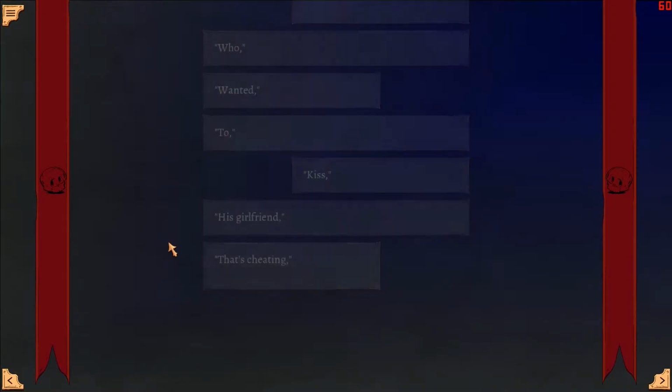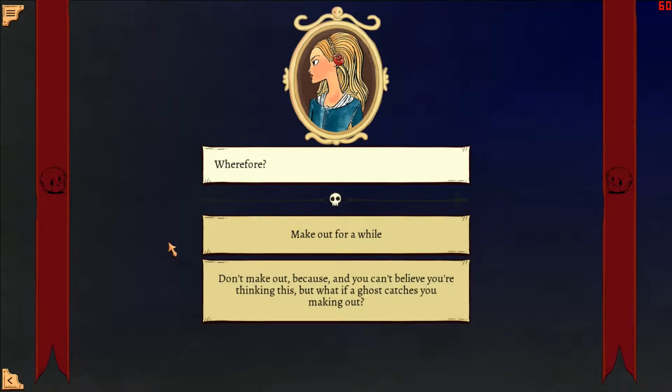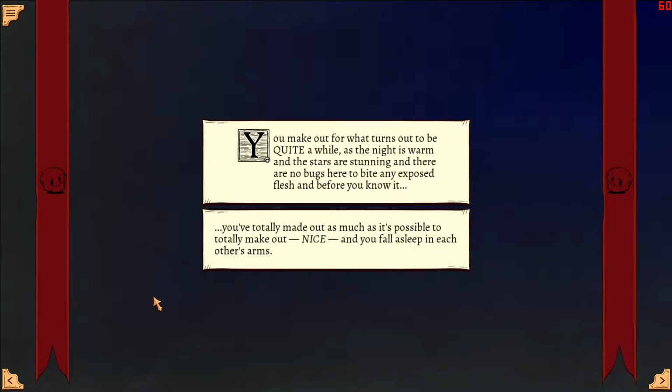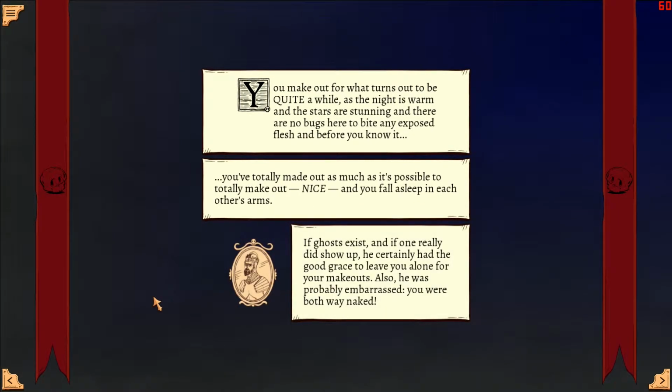Don't make out, because you can't believe you're thinking this, but what if a ghost catches you making out? Let's make out. You make out for what turns out to be quite a while. The night is warm and the stars are stunning and there are no bugs here to bite any exposed flesh, and before you know it, you've totally made out as much as it's possible to totally make out. And you fall asleep in each other's arms.